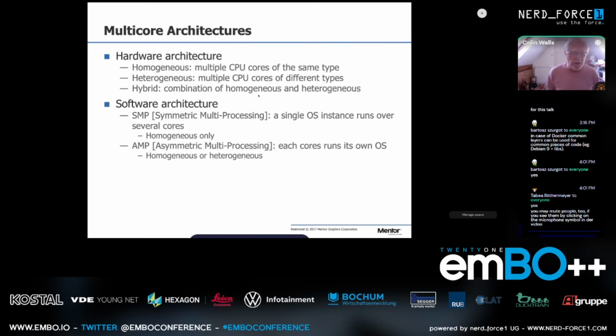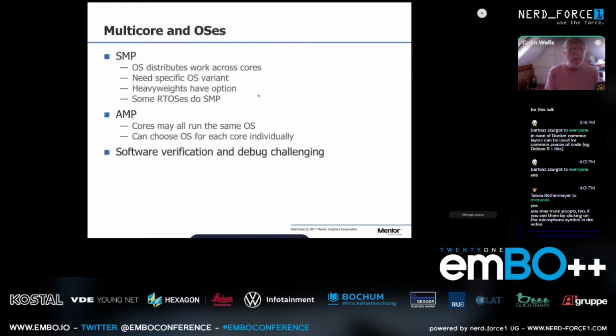And this can be done on homogeneous or heterogeneous hardware. Now, with SMP, the OS is distributing the work across the cores. It needs a specific SMP OS variant to do that. And a number of RTOSes are available in SMP form, as is Linux. The heavyweight operating systems have this option, and so do some RTOSes.